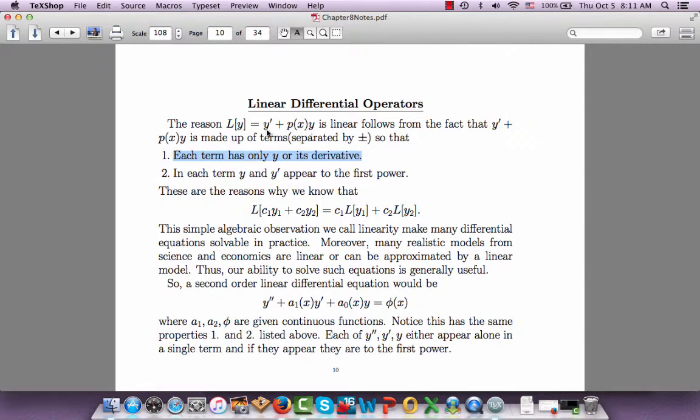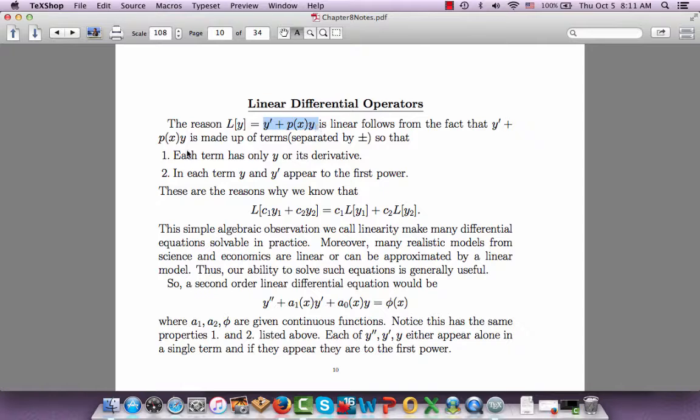That's what p of x is up here. We have y prime plus p of x times y. P of x is a functional coefficient. It's not just a number in this case. It could be some function. But it's a coefficient of y. It's something we multiply by y.